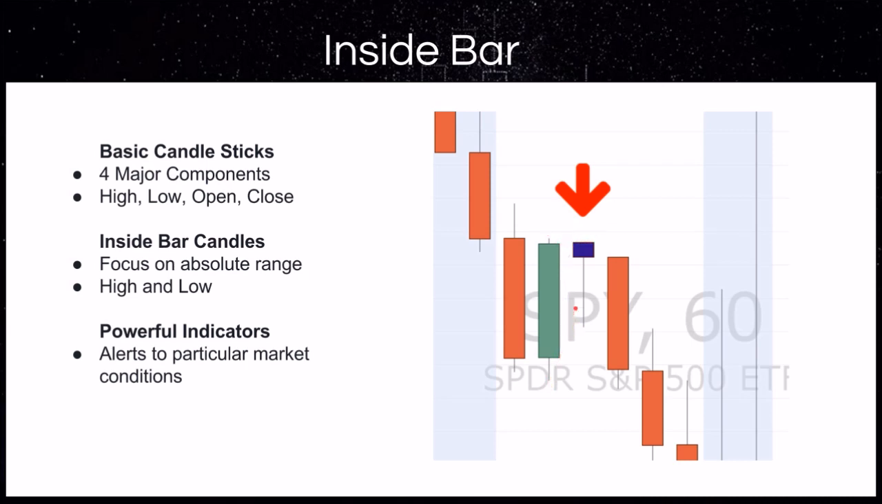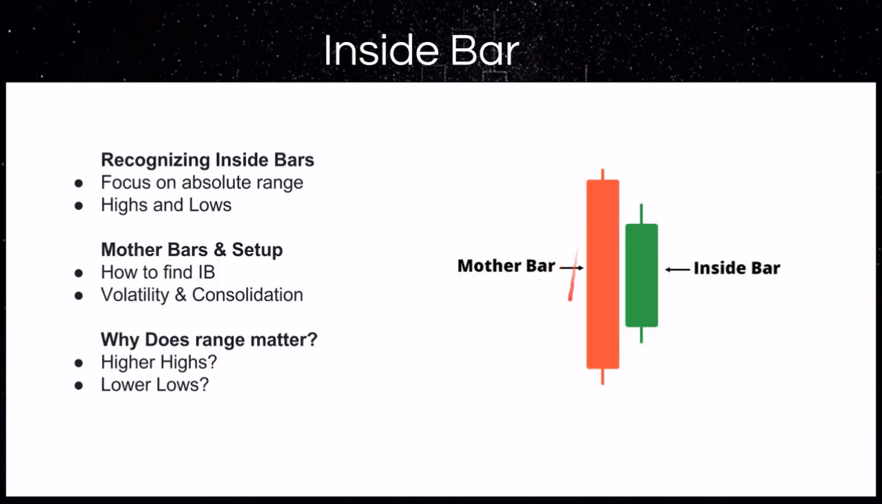So an inside bar is when the range of a candlestick fits completely within the range of the previous candlestick, showing a tightening range. So here is our mother bar. That is what we refer to as the candlestick with the larger range. And then the inside bar comes after it, and it forms a tightening range. If the inside bar were to come on the left side of the candlestick, that does not count because we want to show through time that the range is tightening.